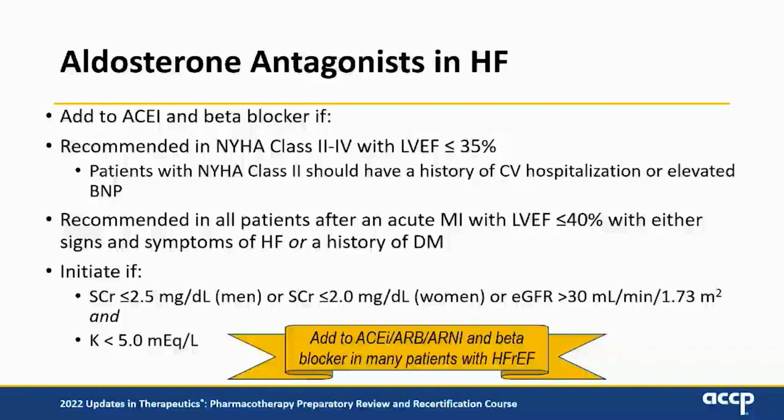And so they are indicated for any patients with New York Heart Association 2 through 4 with an EF of 35% or less. And then our patients with less symptoms also in the studies had a history of cardiovascular hospitalization or elevated BNPs. And then also based on a different trial, if your patient has a history of an MI and an EF of 40% or less, that's another indication for these. So aldosterone antagonists, we want to try to get them on anyone that we can.